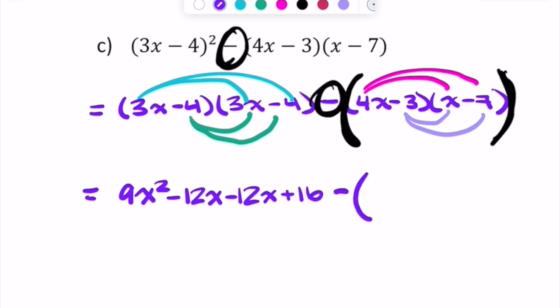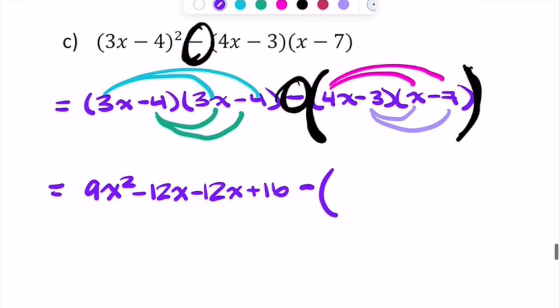Now I'm subtracting the answer to the next multiplication statement here. So I'm going to keep that answer of my multiplication statement, that product, in brackets. And I get 4x times x giving me 4x squared. 4x times -7 giving me -28x. -3 times x, -3x, and -3 and -7 giving me a +21.